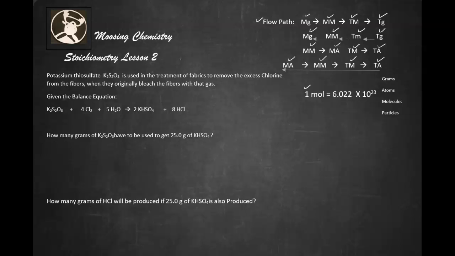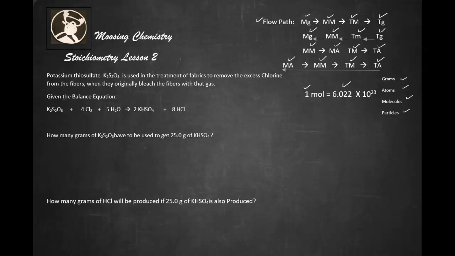Remember that 1 mole is equal to 6.022 times 10 to the 23rd grams, atoms, molecules, particles, ion pairs, or whatever. That 6.022 times 10 to the 23rd is known as Avogadro's number.